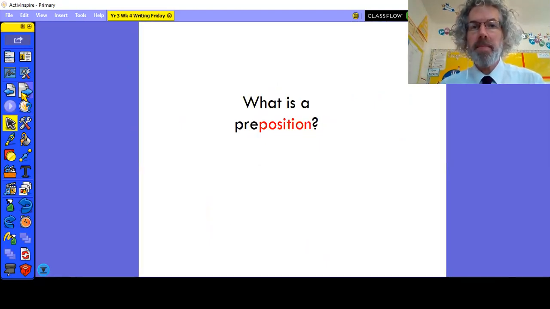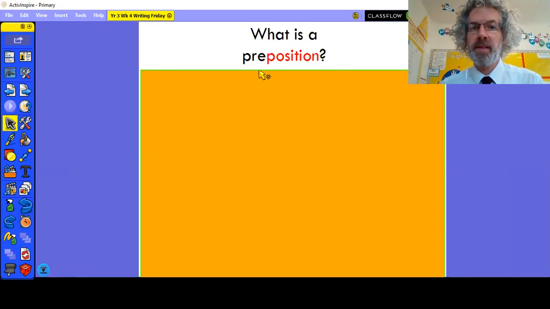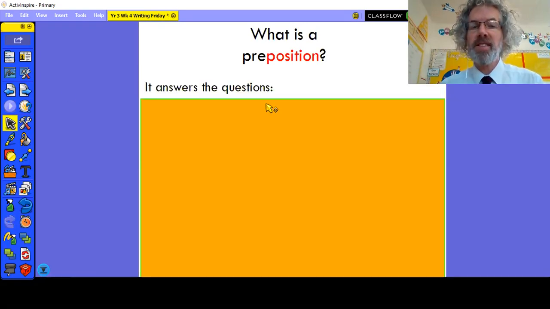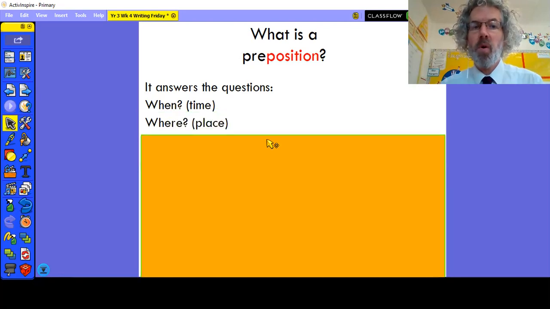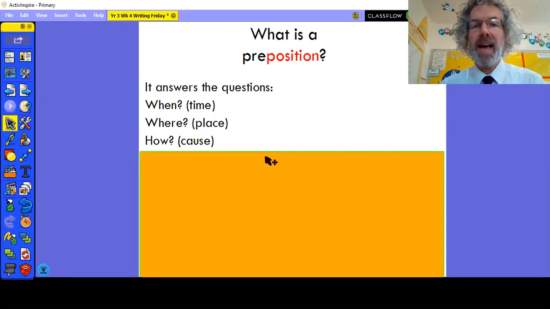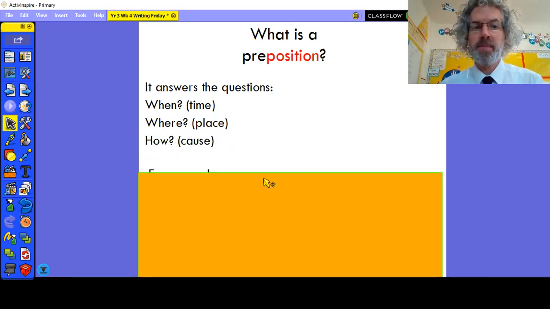So can you remember what a preposition is from last week and earlier this week? Well, it answers the questions when, that's the time, where, that's the place, that's the ones you're most familiar with, and how, which is the cause.